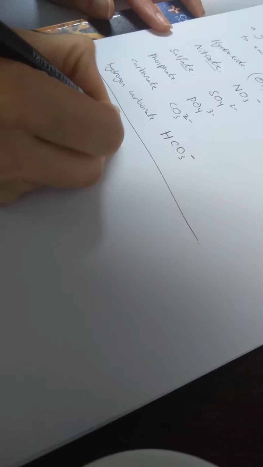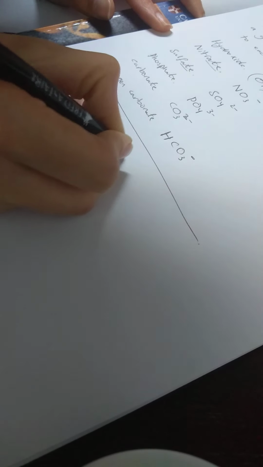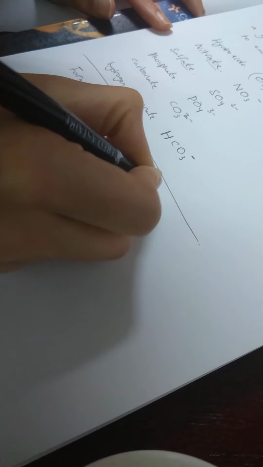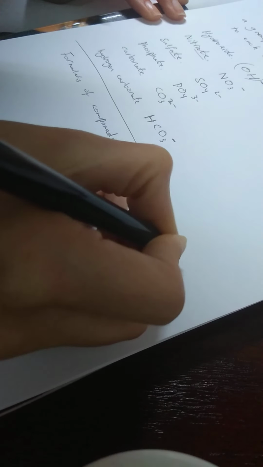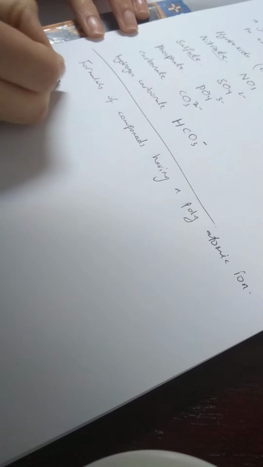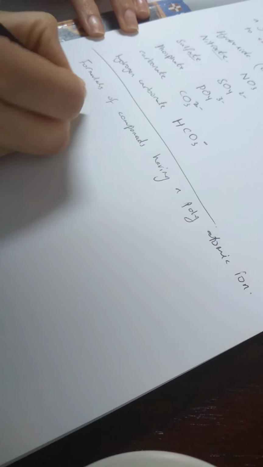Okay. Now, the problem is with some students how to write the formula of compounds having a polyatomic ion. Okay, let's start with a simple one. Let's say sodium nitrate.